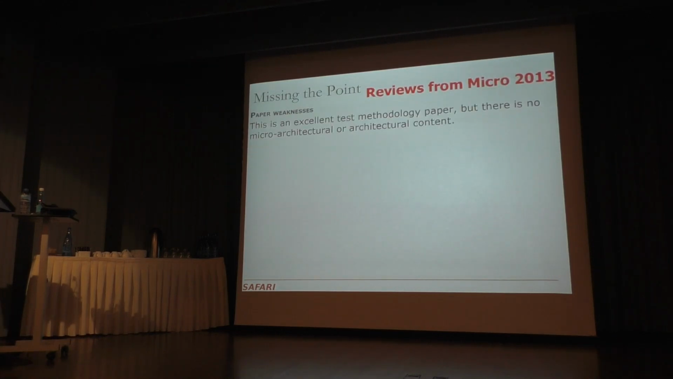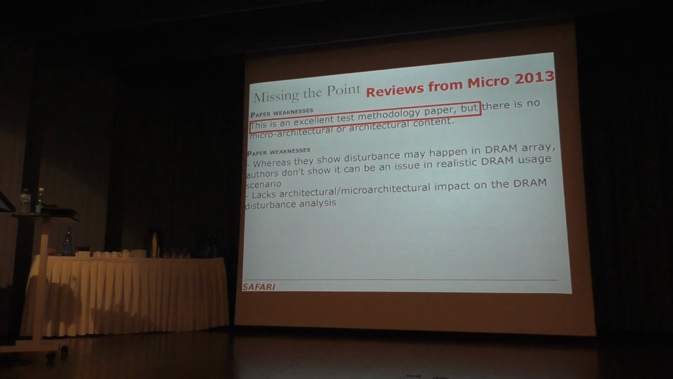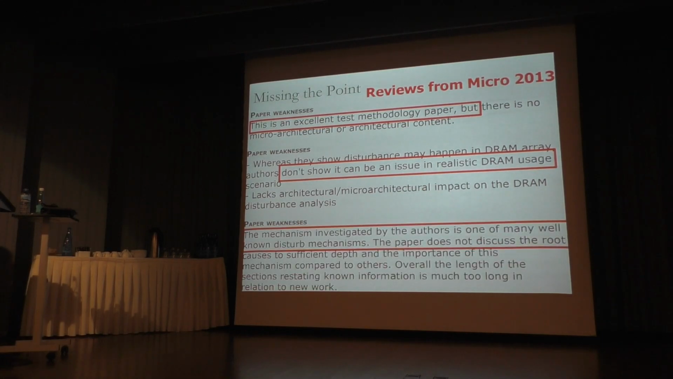So let me show you some of the reviews. One of them says, oh, I don't care about this because it's not architecture. And it was a reject, actually. Okay, this cannot be an issue in realistic DRAM usage scenario. Okay, maybe you should think more broadly. And, okay, the paper doesn't discuss the root causes in sufficient depth. Anyway, I think it's good for the graduate students to see these reviews.